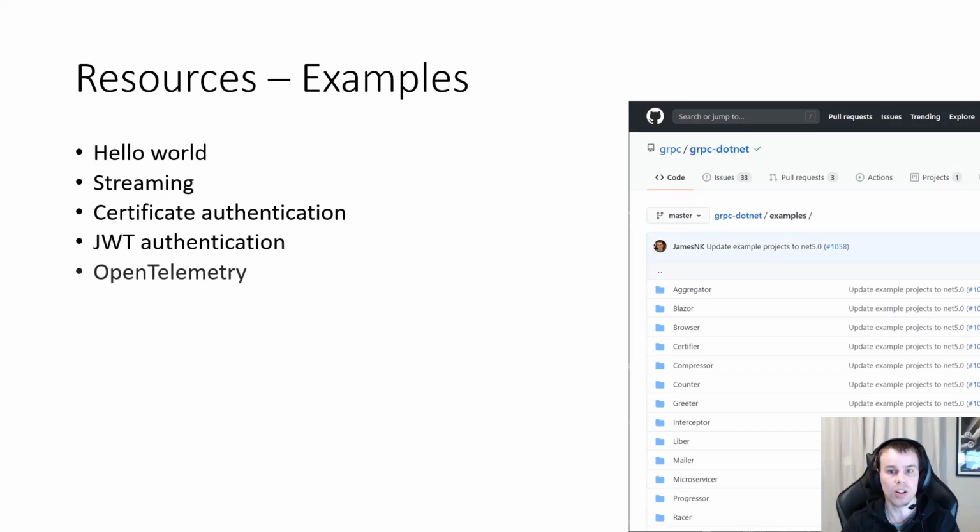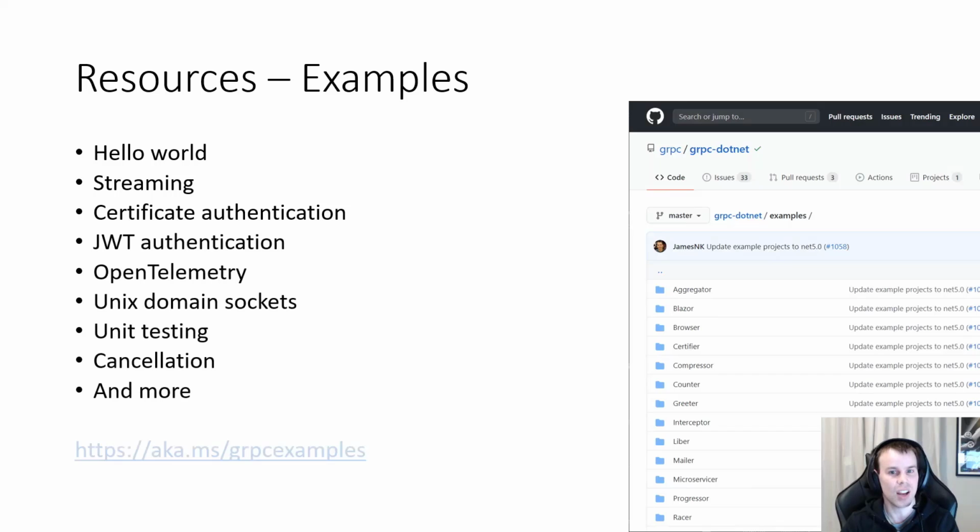We've also written a lot of basic examples. Each example shows one or two core concepts in action. So for example, how to do streaming, or perhaps how to do authentication using a certificate or a JWT token, or how to do unit testing using gRPC services. And you can find all of these samples at our GitHub repo.